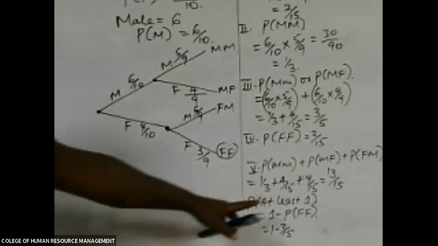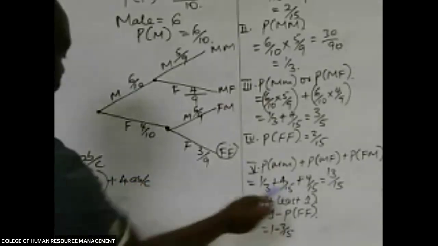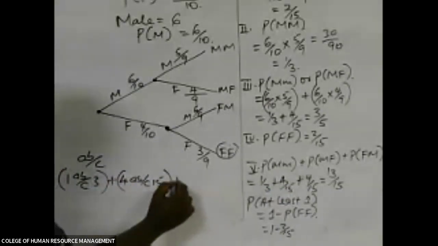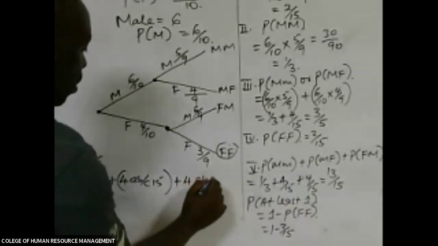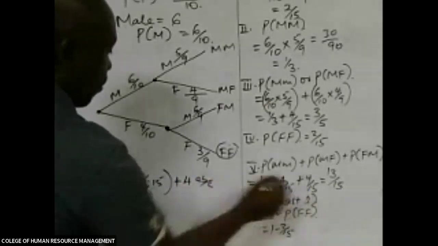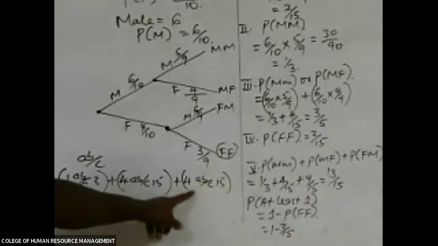Plus, if you are doing 4/15, you press 4, AB/C, and then put 15. This is 4/15. Plus, if you are doing this again, you say 4, AB/C 15. You can do it once. I hope you can be able to do that in your calculator without doing divide: 1/3 plus 4/15 plus 4/15.